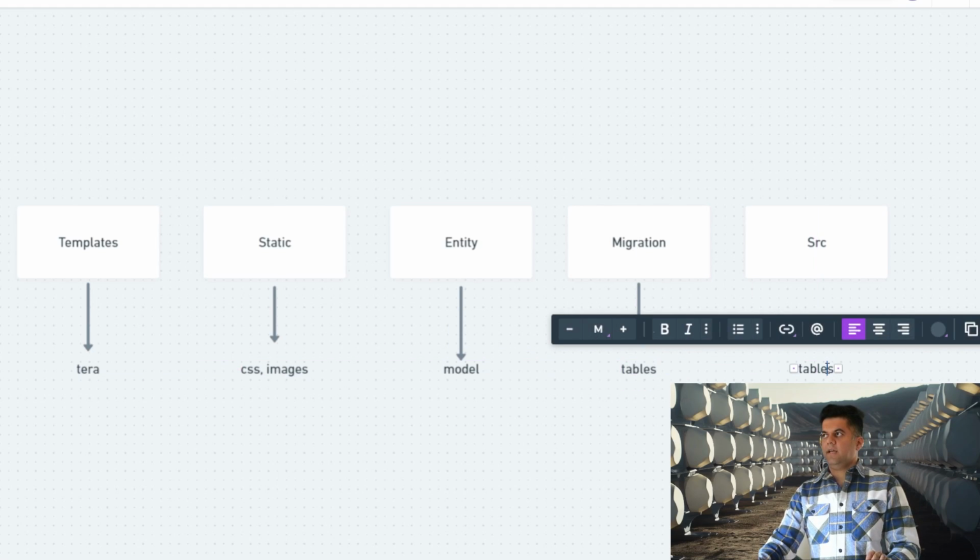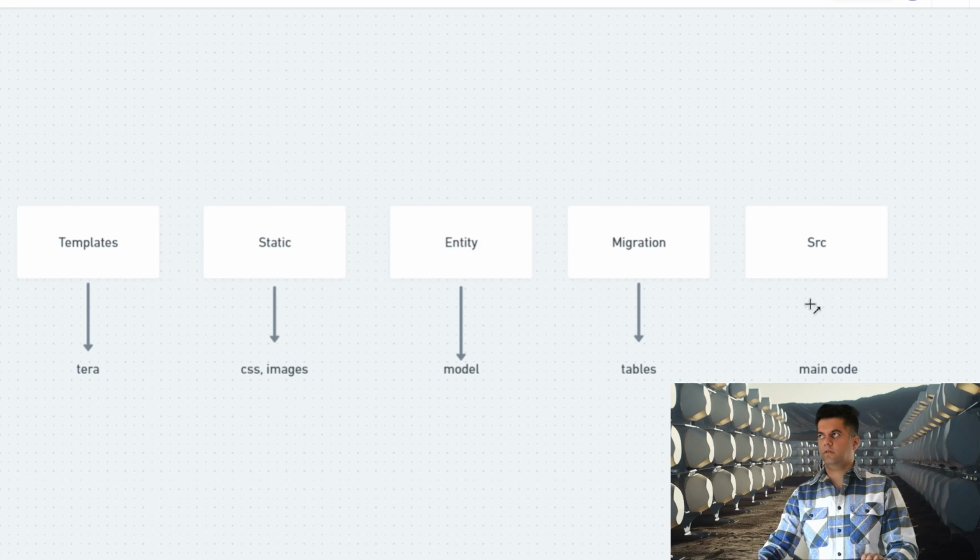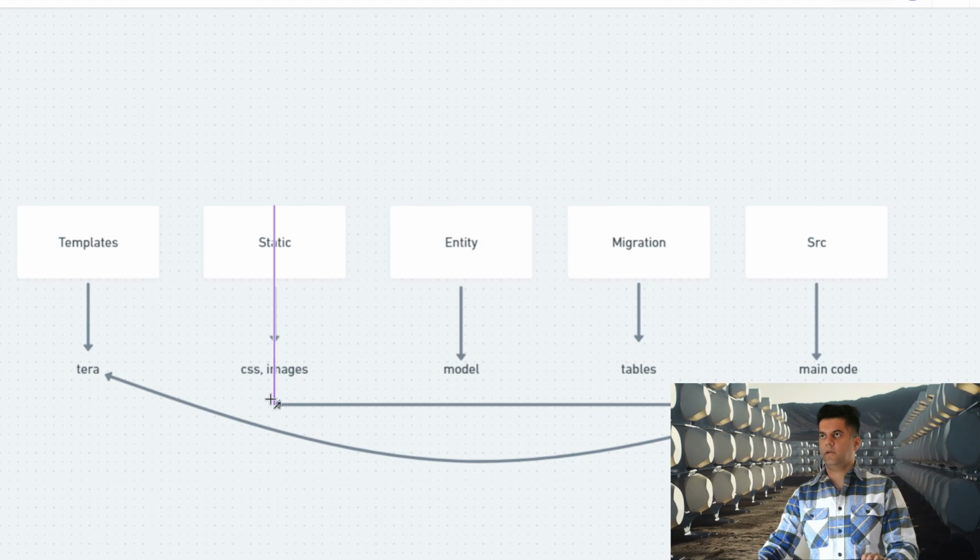The src has our actual main code, which is going to have our routes, our main function, all of that stuff, and also the complete logic for rendering the templates and the CSS. So it'll have all of that.